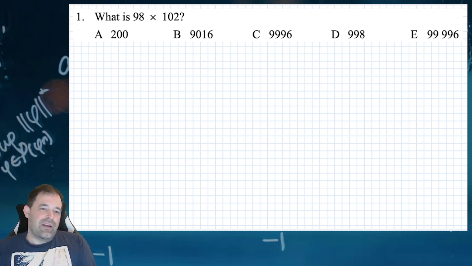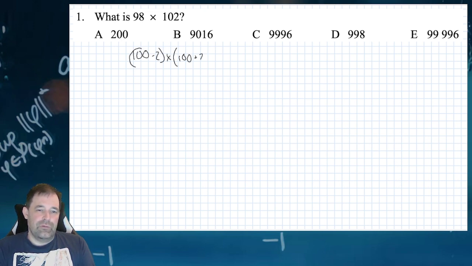What is 98 times 102? So this isn't too difficult. What we can do is, this is effectively the difference of two squares. That is going to be 100 take 2 multiplied by 100 plus 2. And then this is going to be the same as 100 squared take 2 squared. 100 squared is 10,000, take 2 squared is 4, so I think it's going to be C.